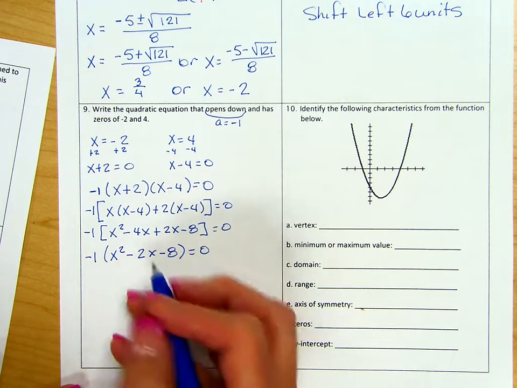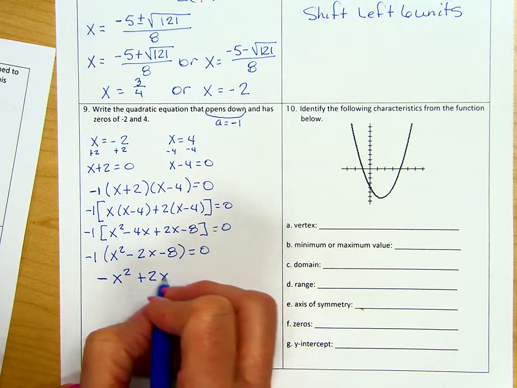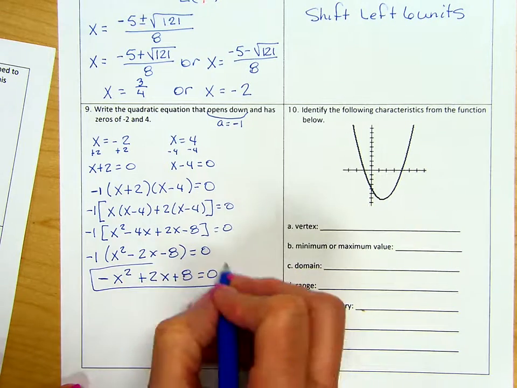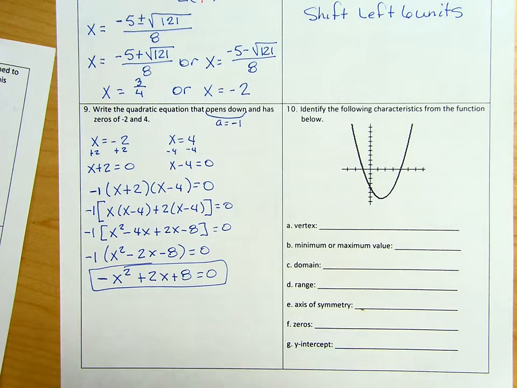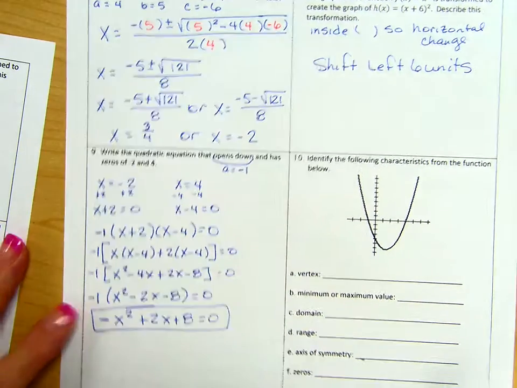Now we can distribute the -1. So we have -x squared plus 2x plus 8 equals 0. And there is your quadratic equation that opens down and has zeros of -2 and 4.